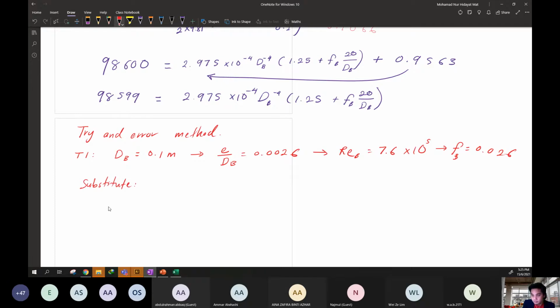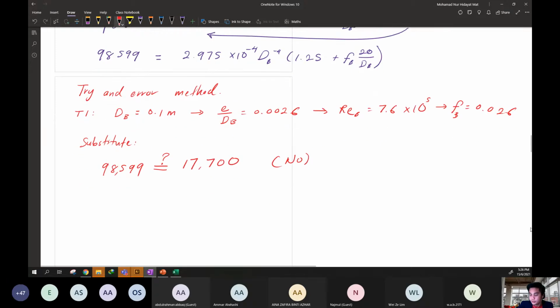Okay, you will find 98599. Is this equal when you try to substitute? So I try to substitute this one. It will be 12500. It will be 97700. Okay, do you think this is accurate? No, right? So you have to repeat again with another trial and error.